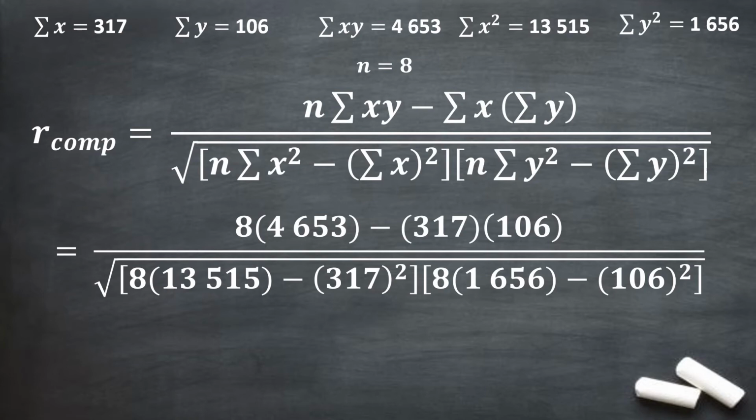I discourage you po to directly solve this in your calculator because of the amount of numbers that we have, and I'm not really sure if you can input everything in your calculator. So I highly suggest you compute for the numerator first, and then you simplify the denominator, and then you divide the numerator by the denominator, and that's the time you can compute for the R computed.